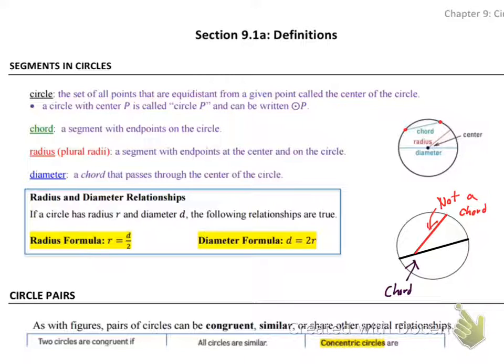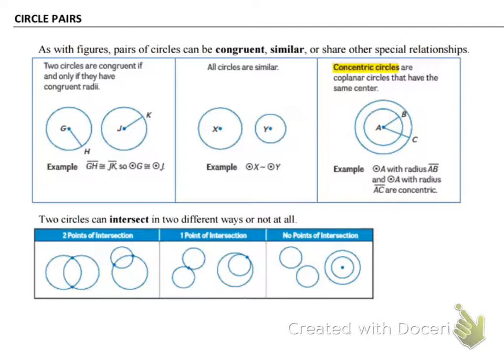Radius is half the diameter. Diameter is 2 times the radius. Any of those words blow anyone's minds? Like circle, the, from. No, we're good? Okay. Now let's talk about circle pairs real quick.